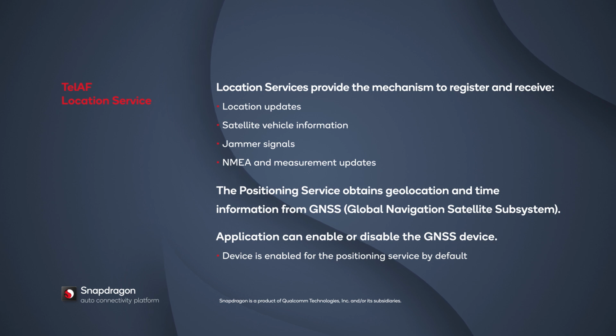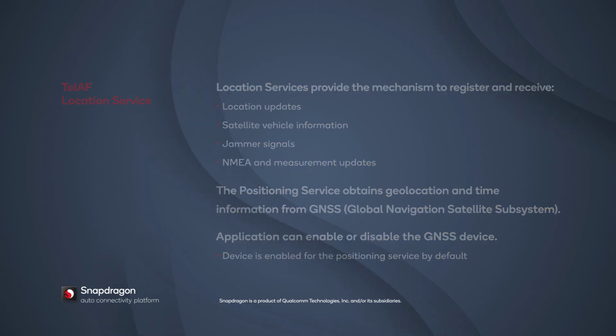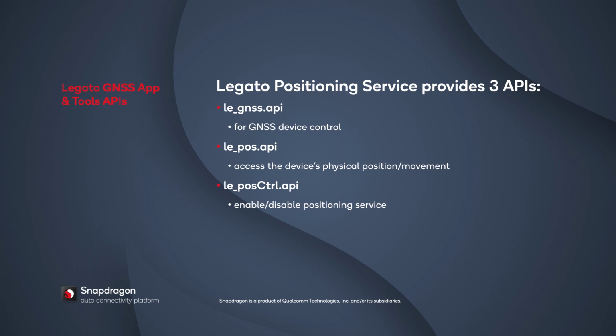We will start with the Legato GNSS app tools, which depend on the TAF Location Service to demonstrate the usage of Location Service. The GNSS tool contains 3 API files: le_gnss.api, the main APIs for GNSS device control; le_position.api, to access the device's physical position and movement information; le_positioncontrol.api, to enable or disable the positioning service.